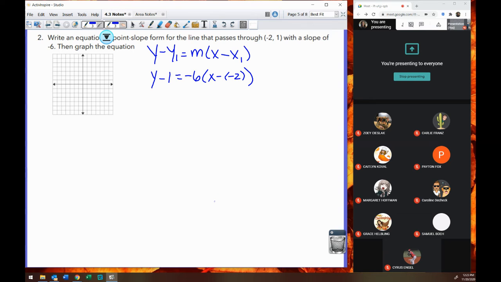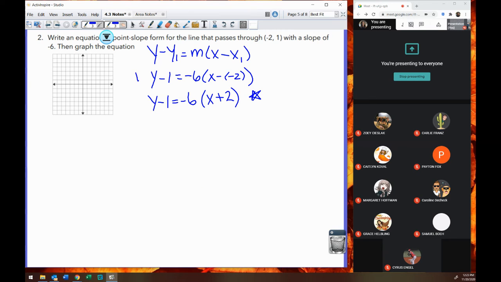How can I clean up the right-hand side? Easy. You can do x plus 2. y minus your y coordinate equals your slope times x plus 2, because I don't like the negative. So that's your equation. We answered the question, write it in point slope form. Then it says to graph it. We could graph it from here. We could translate it into slope intercept form. Okay, so if we do that just to practice going between forms.